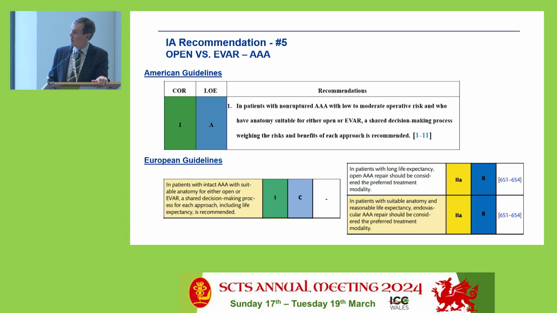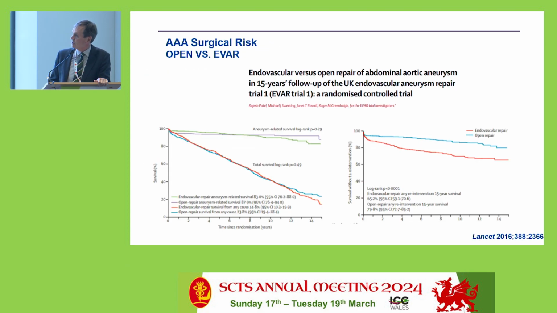So finally, what about open versus EVAR? The Americans say in patients with unruptured AAA, shared decision-making. That's it. There are no recommendations beyond that. Whereas the Europeans make a somewhat stronger recommendation based on life expectancy, recommending open AAA repair with long life expectancy, or with reasonable life expectancy, EVAR should be considered. And let's look at the data to support these two recommendations.